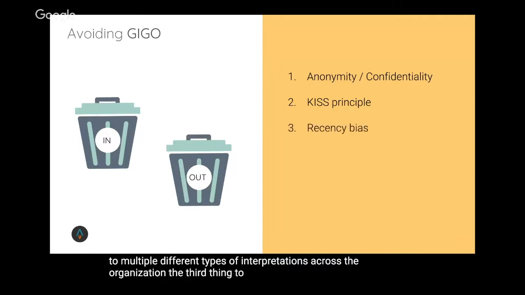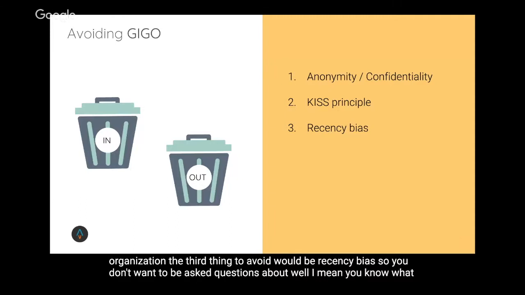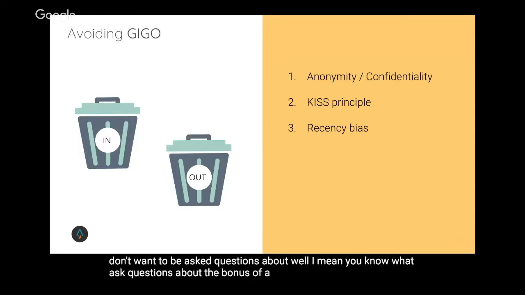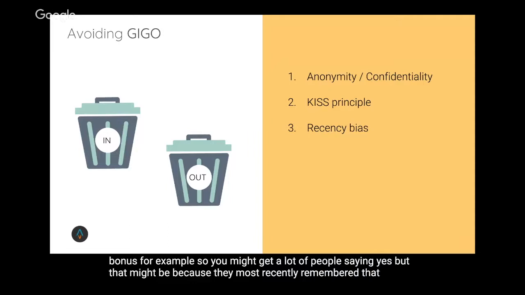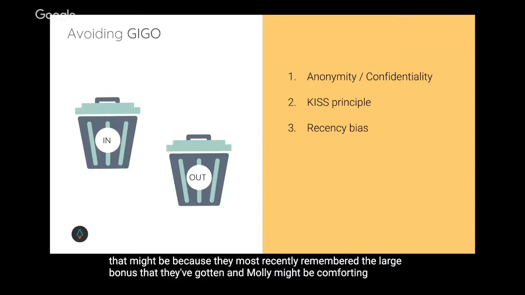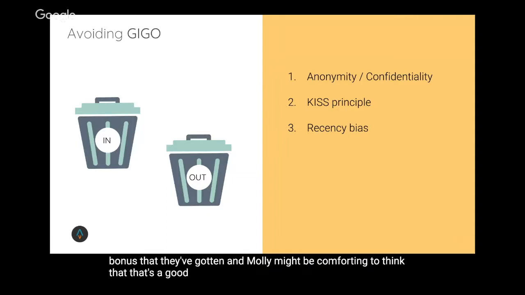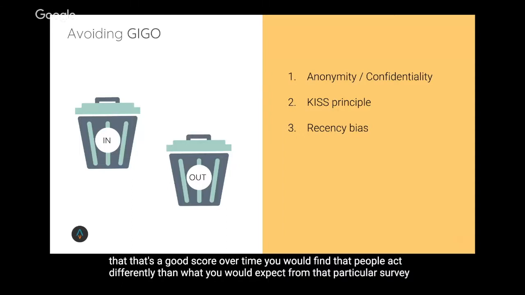The third thing to avoid would be recency bias. So you don't want to ask questions about the bonus of a company and whether or not it was sufficient right after they've received an abnormally large bonus, for example. So you might get a lot of people saying yes, but that might be because they most recently remembered the large bonus that they've gotten. And while it might be comforting to think that that's a good score, over time you'd find that people act differently than what you would expect from that particular survey.